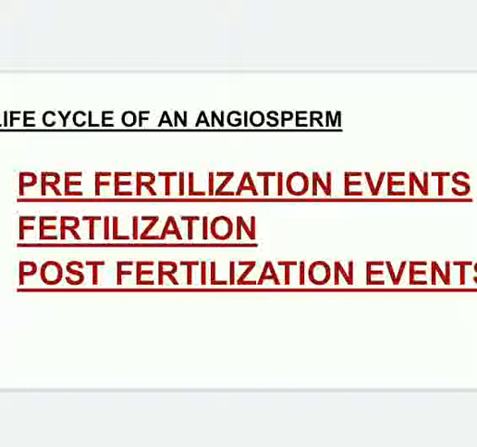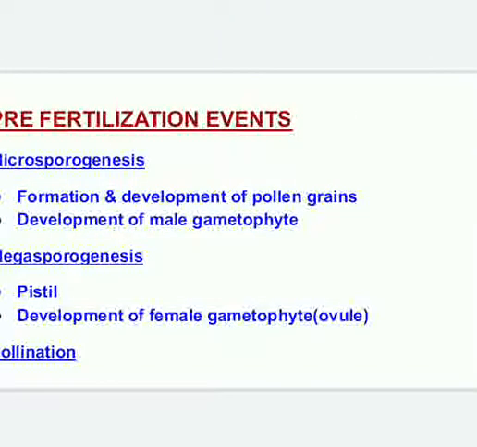Let us start with the pre-fertilization events. Dear students, the pre-fertilization events in the angiosperms are dealt under three headings: microsporogenesis, megasporogenesis, and the pollination. Once these three events are completed, the flower has come to a stage of the fertilization.